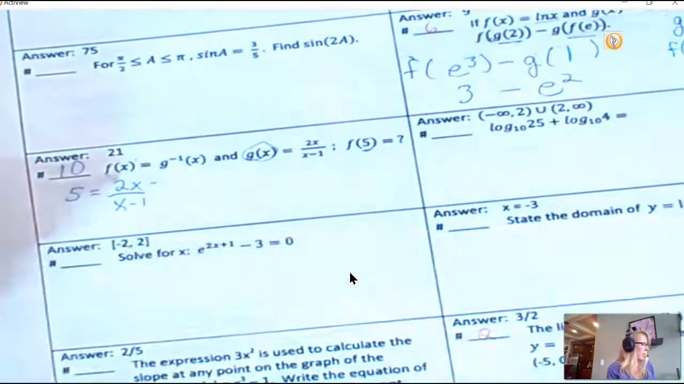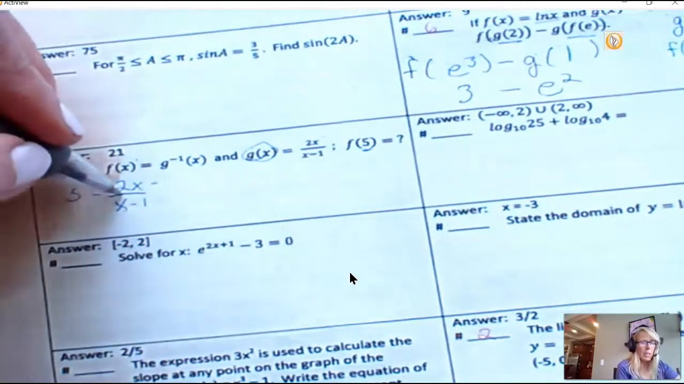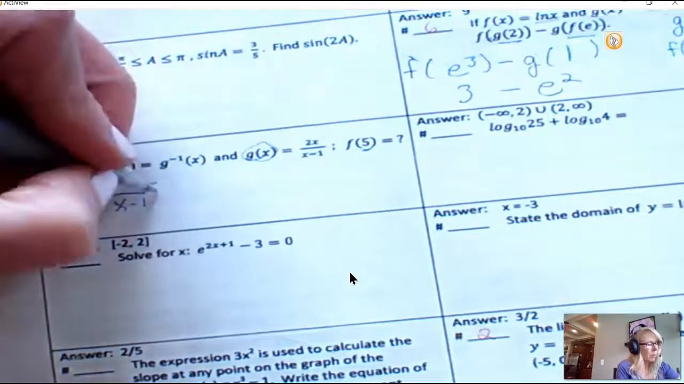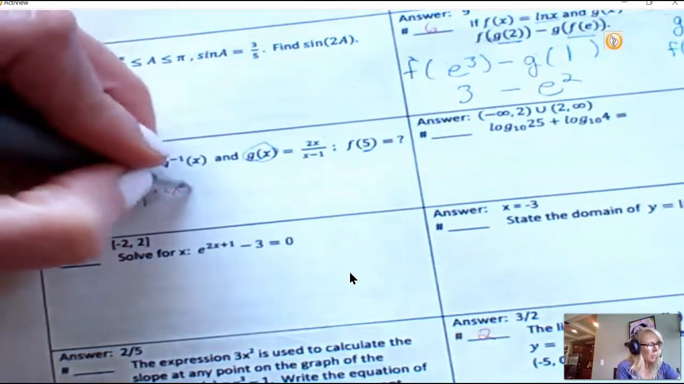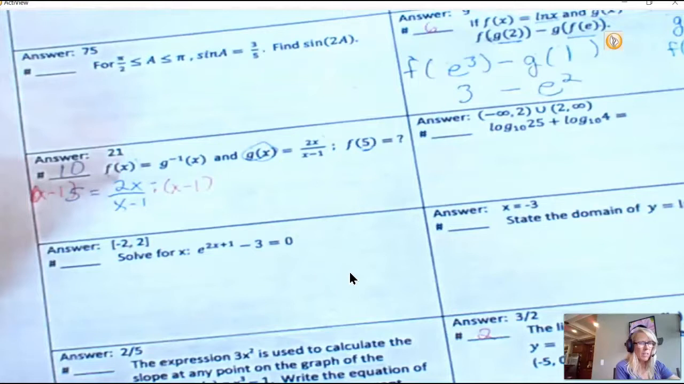All right, we need to solve for x. That means I need to get the x out of the denominator. The only way to do that is to multiply both sides by x minus 1. Do that over here. Hope you can see this. It's kind of hard to see, but that is what I'm doing.